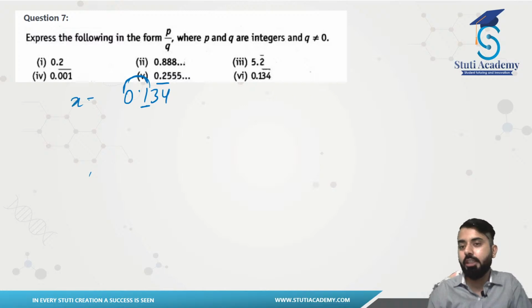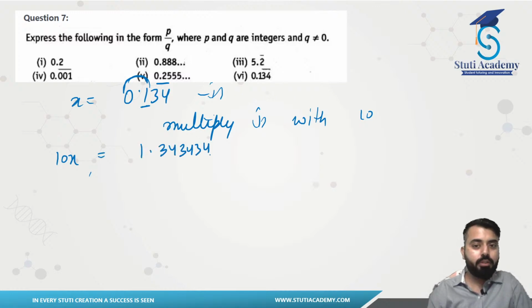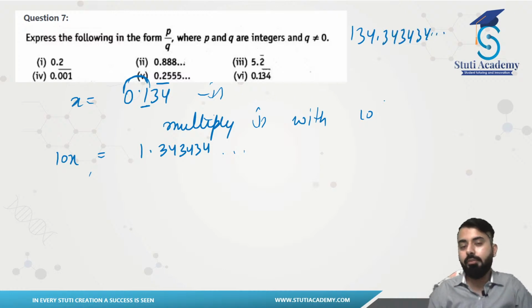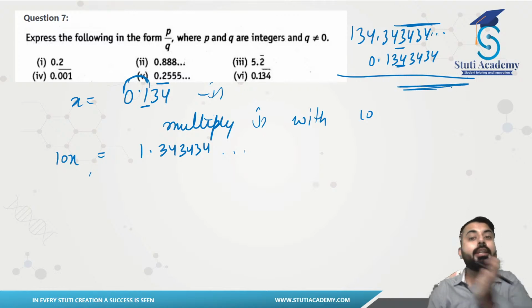So I will be having this one equal to x, multiply 1 with 10. The reason why I am doing this, I will be explaining. Just observe this one. I will be multiplying this with 10. This will be 10x, which will be equal to 1.343434. Now if you had observed our previous point here, we had 134.343434 and so on, and while I was subtracting that, I was having 0.1343434. And you guys observe carefully, 43 and 34 will not be subtracting. I will again be having an answer which will be non-terminating but repeating.